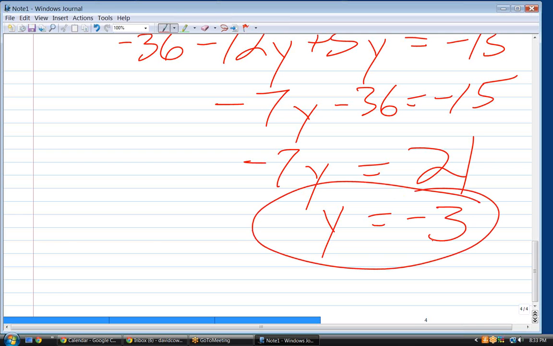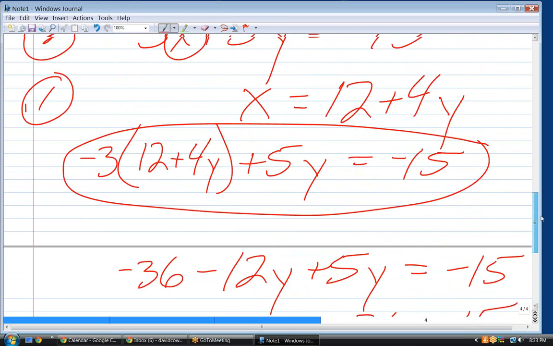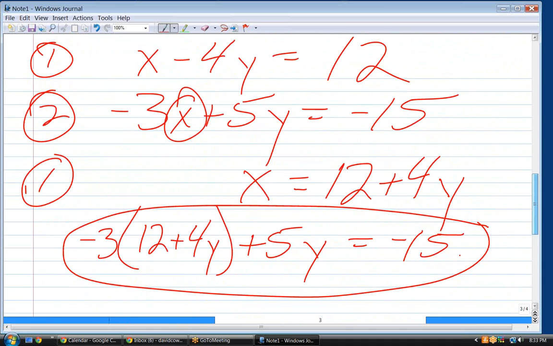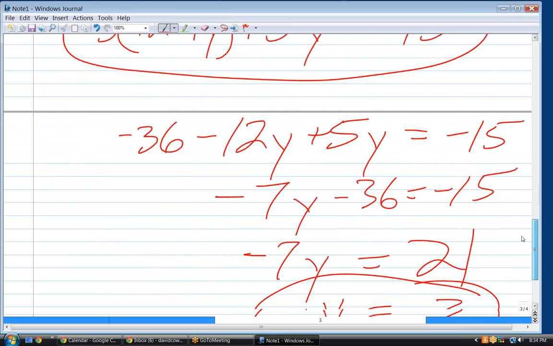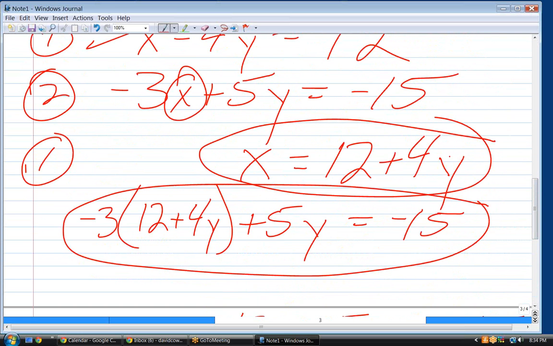Okay, so we solved for one variable. Now we still have to solve for x. Well, that's pretty easy. We can go back into any equation and solve for x. I could use this equation, but the easy one is this one here, because we just solved for y. Y is -3. So if I substitute -3 here, what is x? 24. No, it's 0. In other words, it's 12 plus a -12.